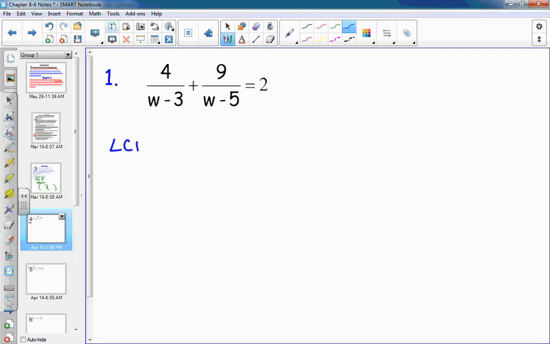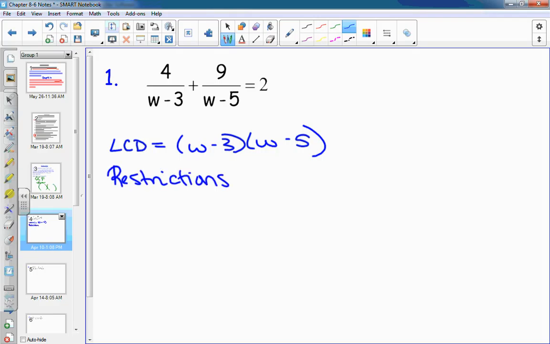So what is my LCD? w minus 3 and w minus 5. So we can now find our restrictions, can't we? Because that comes from our least common denominator. So my restrictions are going to be w minus 3 cannot be 0, and w minus 5 cannot be 0. So if I solve each one of those, that means w cannot be 3, and w cannot be 5.